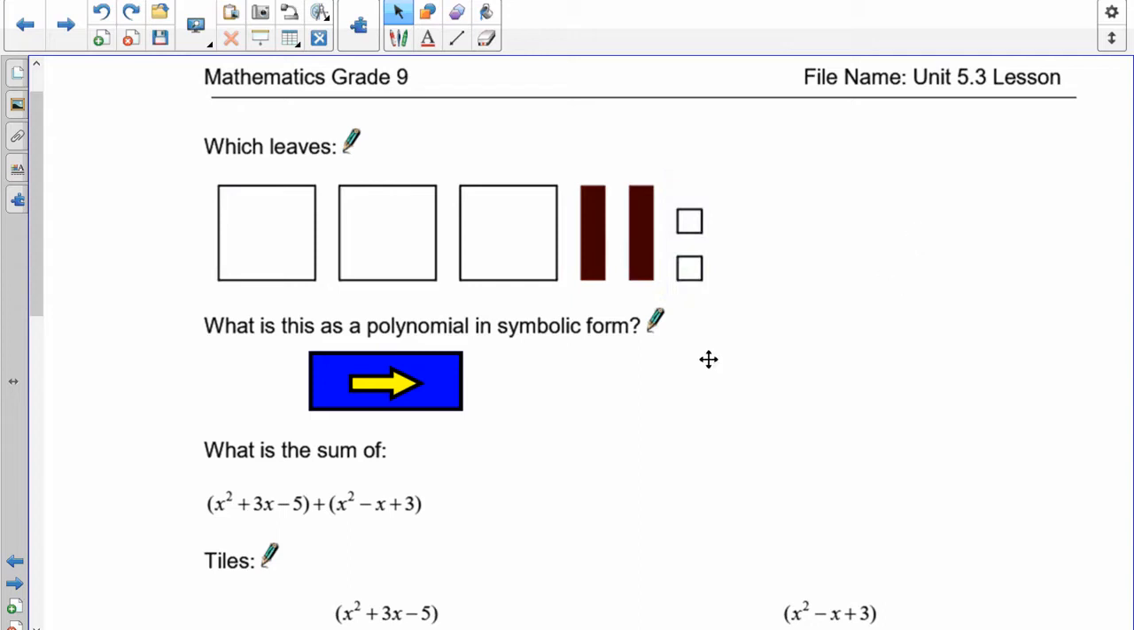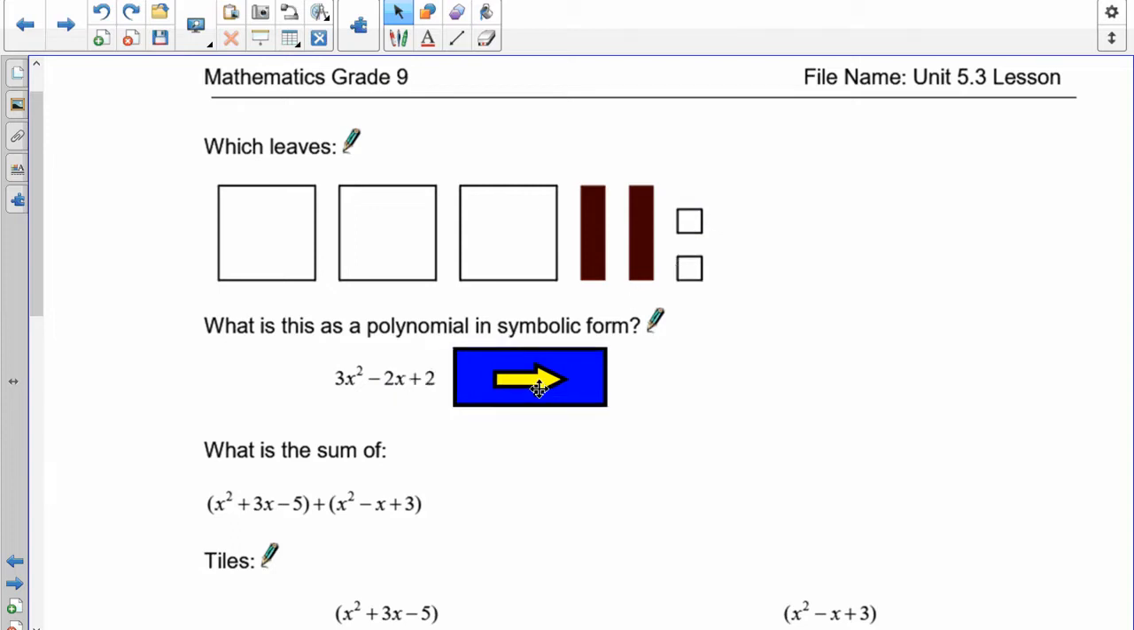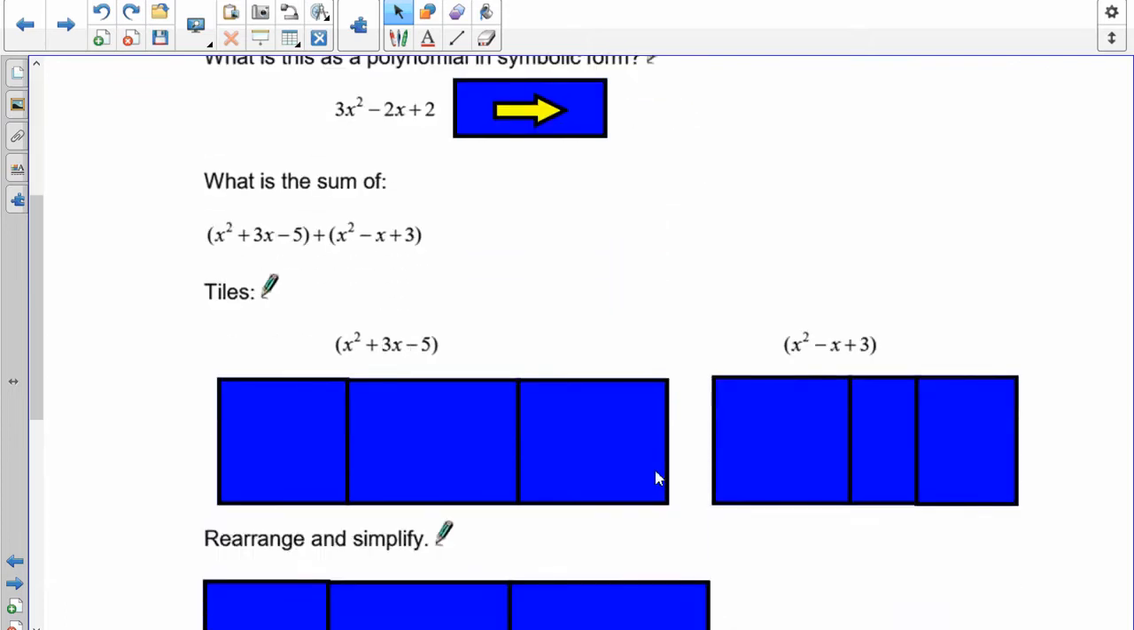So all we have to do now is change this back into symbolic, which means variables and numbers. Well, 3x squared is written 3x squared. That's pretty straightforward. Now remember, this is negative 2x, or subtract 2x. And of course, 2 left over is plus 2. All right? Let's go to the next one.